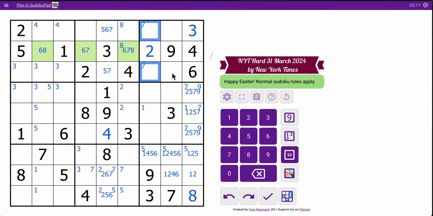2, 3, 4, 6, 9. I need 1, 5, 7, and 8 for the remainder of column 3, box 3, excuse me. Those 2 aren't 7. 3, 4, 8, 9. Okay. So this sequence of four is also another 2, 5, 6, 7 set.